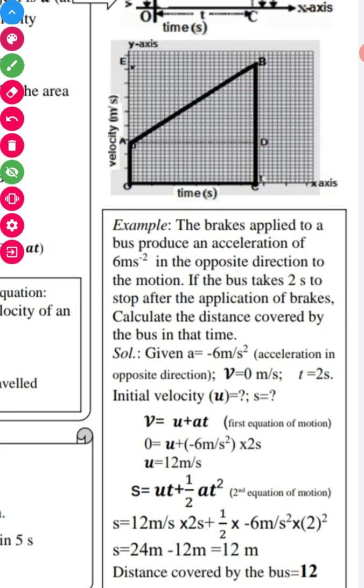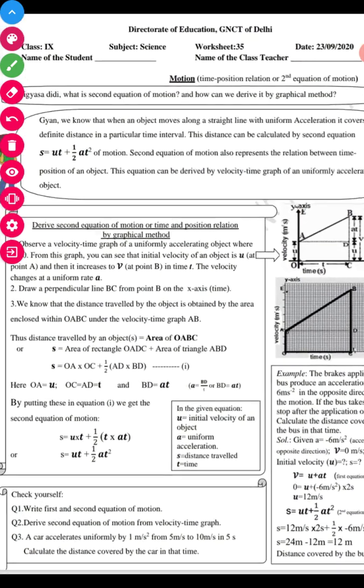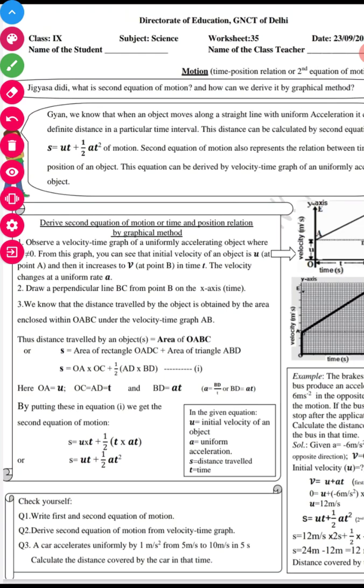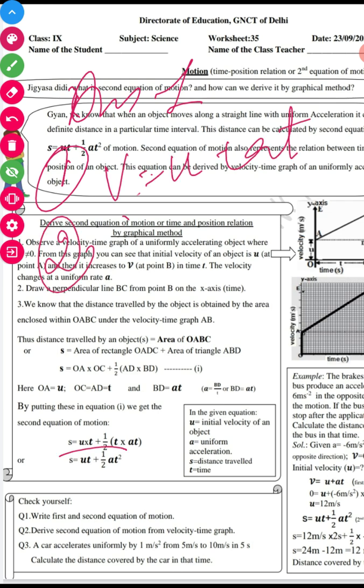So this is the way you can find out the distance covered by an object. Let's do a practice exercise. First we have to write the first and second equation of motion. You can easily answer the first question. The first equation of motion is v is equal to u plus at, and the second you can write from here, S is equal to ut plus half at square.